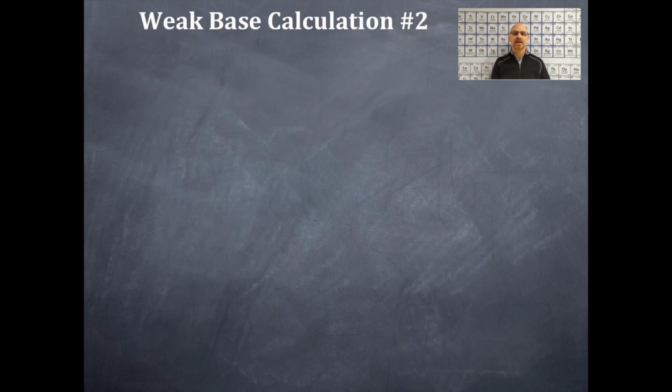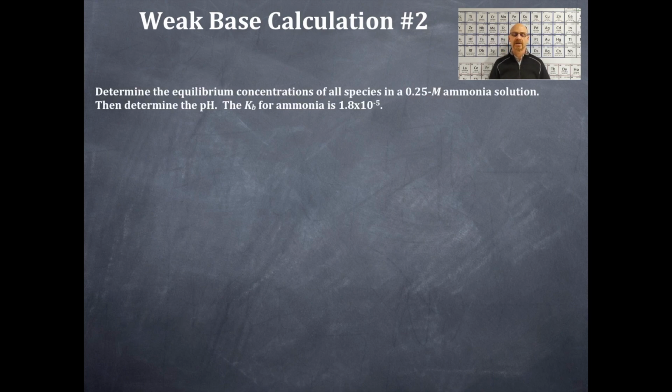Today we are talking about a weak base calculation, number 2. Let me read the question for you. Determine the equilibrium concentrations of all species of a 0.25 molar ammonia solution. Then we're going to determine the pH. The Kb for the ammonia is 1.8 times 10 to the negative 5. We're also going to get the percent ionization, or percent dissociation, at the very end as well. All right, so let's get moving.